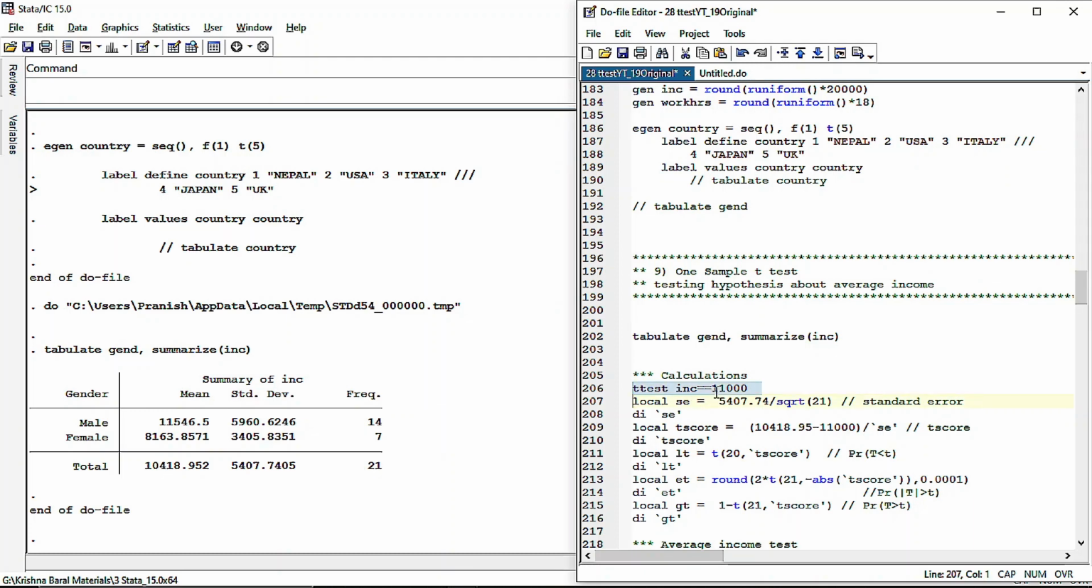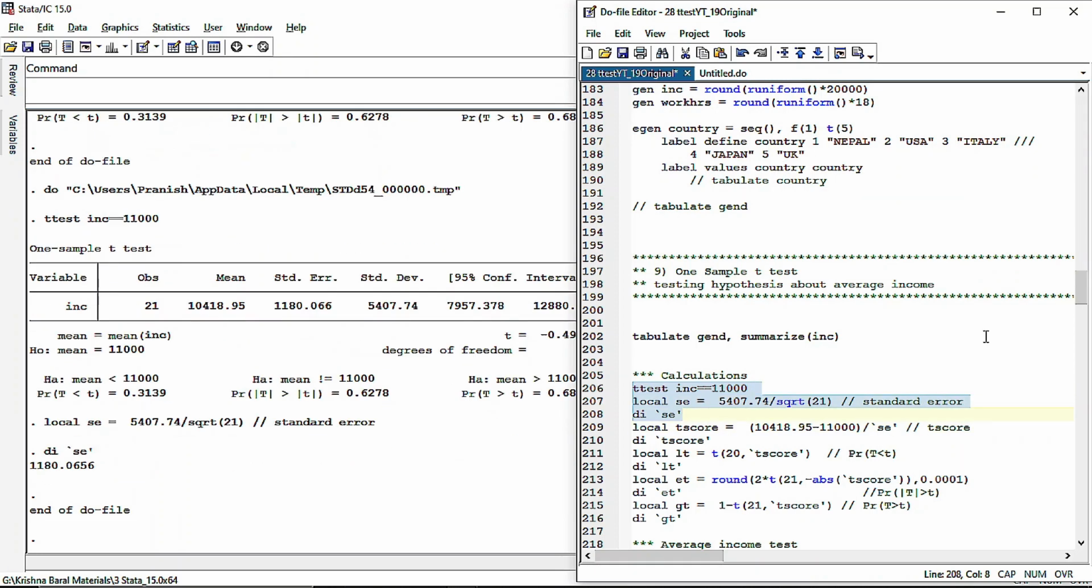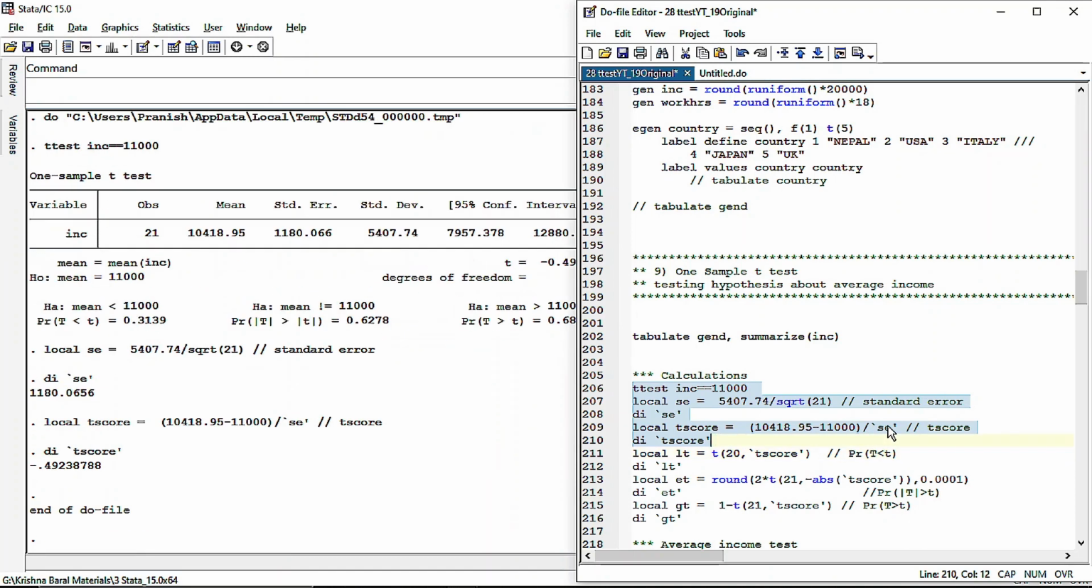Now let us perform the t-test. The standard error is 1180.066, and we can calculate it by dividing the standard deviation by root n. Our sample size is 21 over here, and we see they are the same, 1180. Similarly, we can calculate the t-score by dividing the difference of the sample mean from the hypothesized mean by the standard error, and we should get the same result. It is minus 0.49 in both cases.